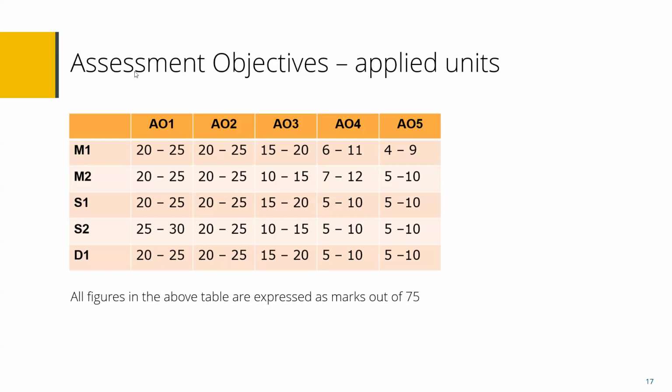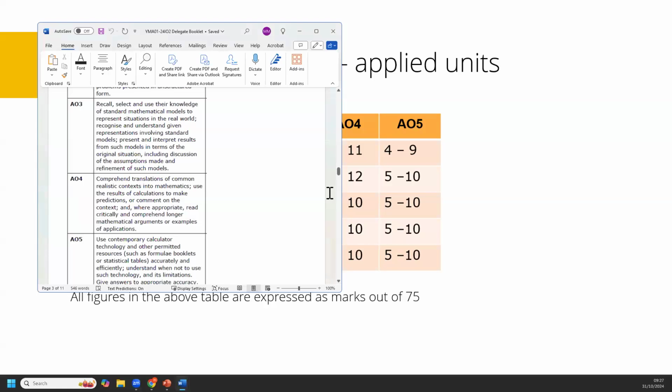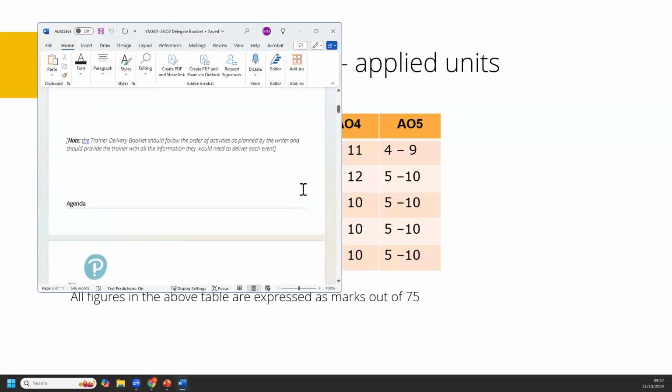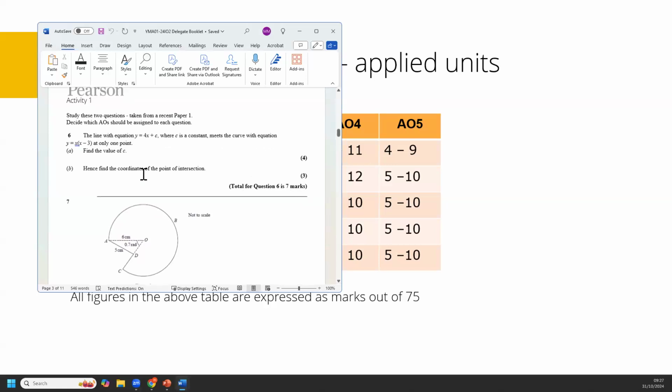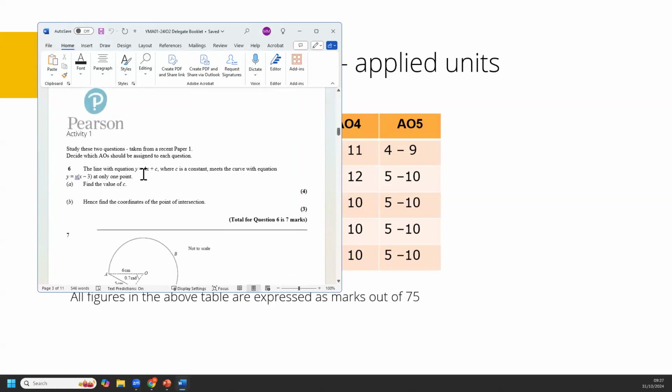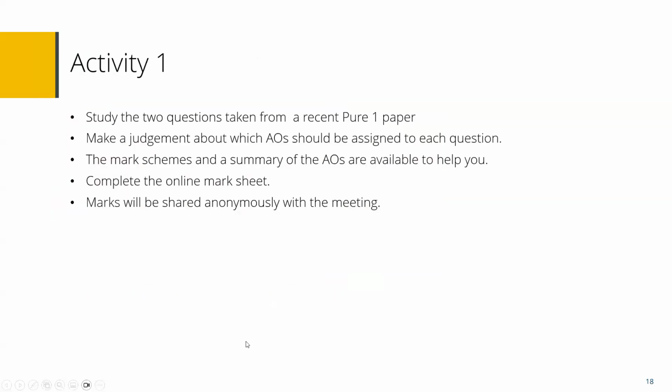This leads us to the first activity, which will need our booklets. Give me one second, there we go. If we look at the first activity from our booklets, we've got 2 questions that we're going to look at. We need to study those 2 questions taken from a recent Pure 1 paper and make a judgment about the assessment objectives and which one should be assigned to each question.